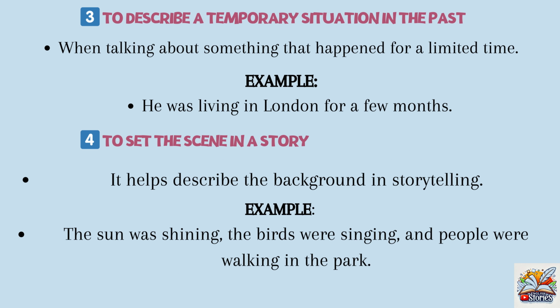3. To describe a temporary situation in the past, when talking about something that happened for a limited time. Example: He was living in London for a few months. 4. To set the scene in a story. It helps describe the background in storytelling. Example: The sun was shining, the birds were singing, and people were walking in the park.